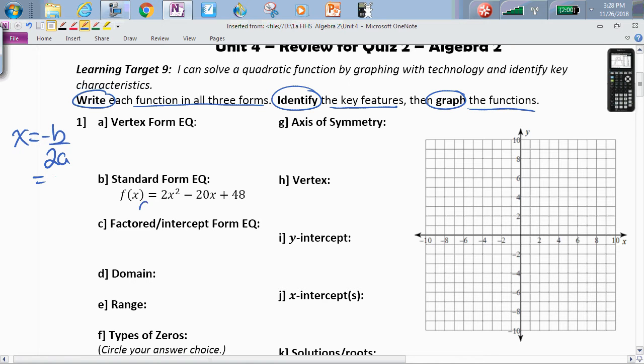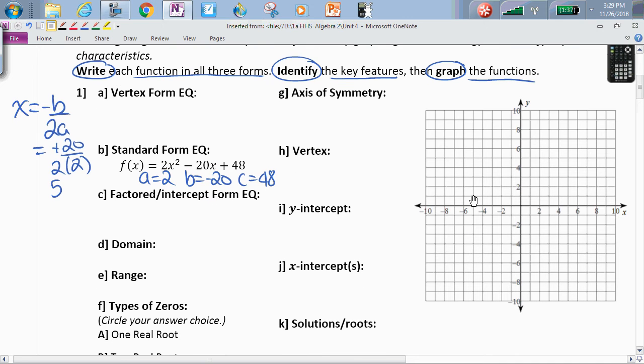So this is where a is 2, b is negative 20, and c is 48. So that's going to be positive 20 over 2 times 2. That ends up giving us 5. So that's the x value of the vertex. Substitute it back into the original function to get the y value. So that's going to be 25 times 2 is 50, minus 100 plus 48, negative 50 plus 48 is negative 2. So then your vertex is going to be 5 and negative 2.